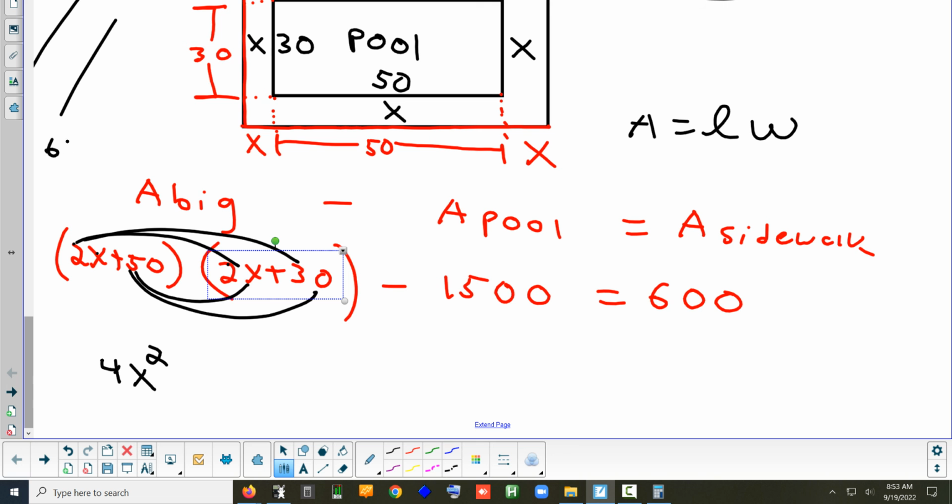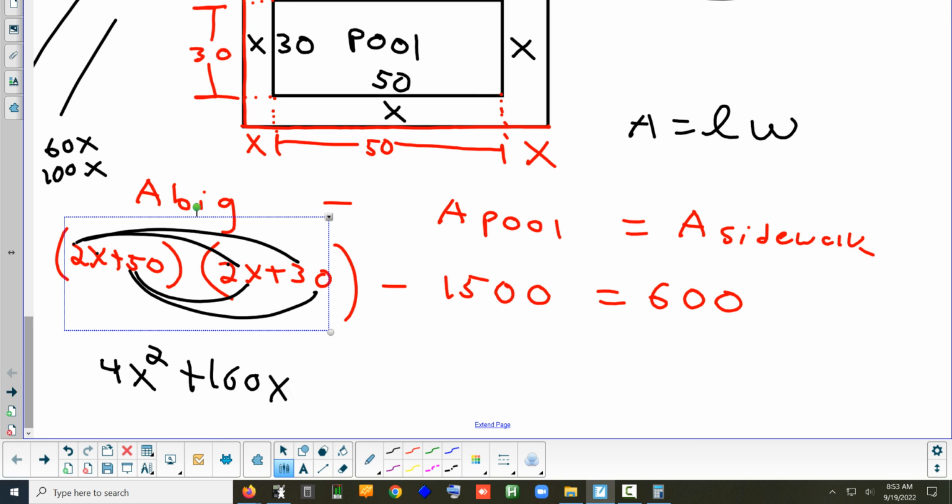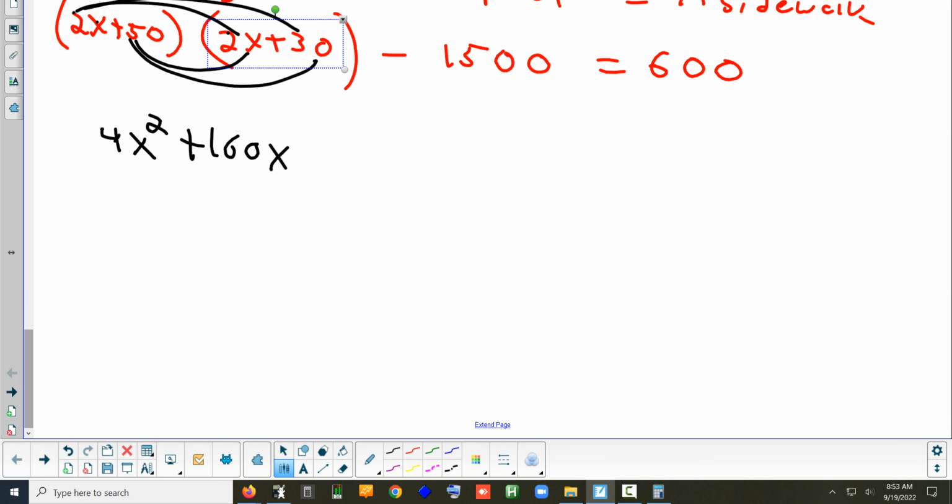Sam, what's 2x times 30? 60x. All right, let's put that right there for a second. And what's 2x times 50? 100x. And if you combine those together, how many x's? 160x. And then 50 times 30 is 1,500. So plus 1,500. But then also we have that minus 1,500. What's going to happen on the left now? They're going to cancel out.